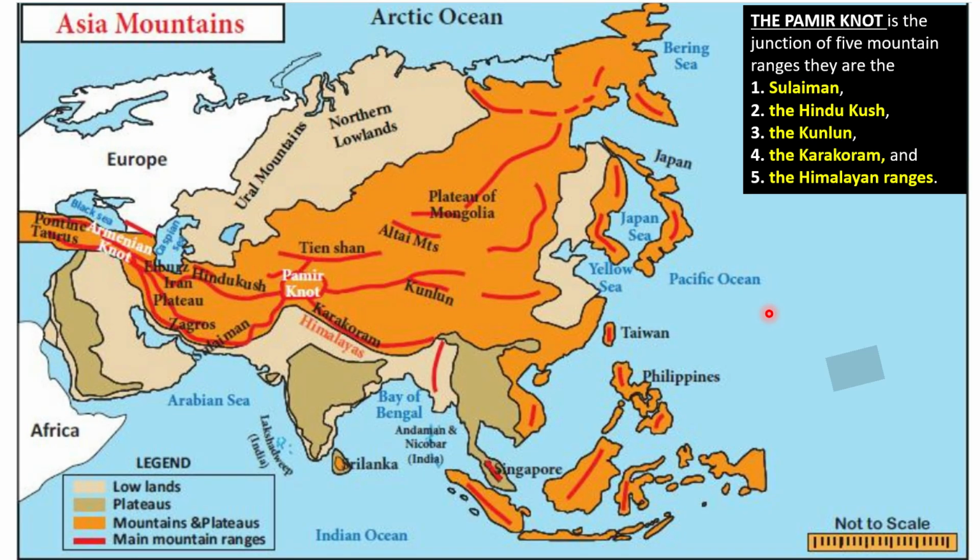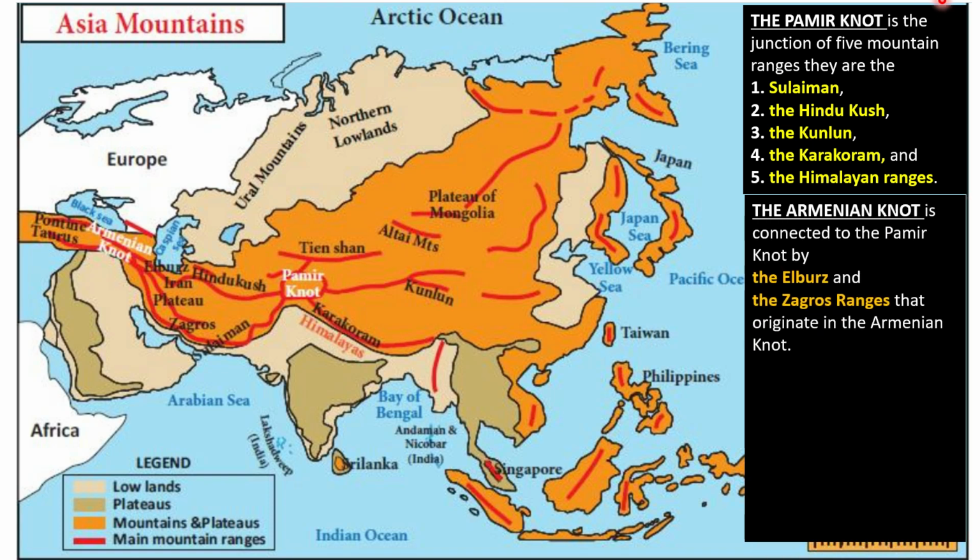We will discuss in detail the Pamir Knot and the Armenian Knot. The Pamir Knot is the junction of five mountain ranges: this is the Suleiman Range, this is the Hindu Kush Range, and this is the Kunlun Range. Number four, this is the Karakoram Range, this is the Himalayan Range, and this is the Tien Shan Range. And the Armenian Knot is connected to the Pamir Knot by the Alborz and Zagros ranges. And we can say the Pontic range and Taurus range radiate from the Armenian Knot toward the west.